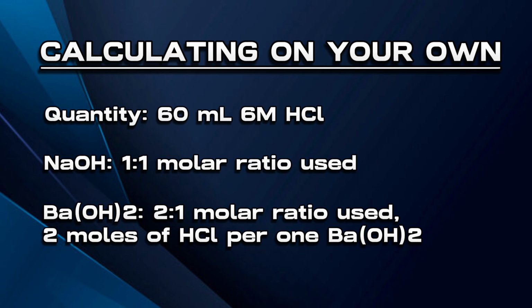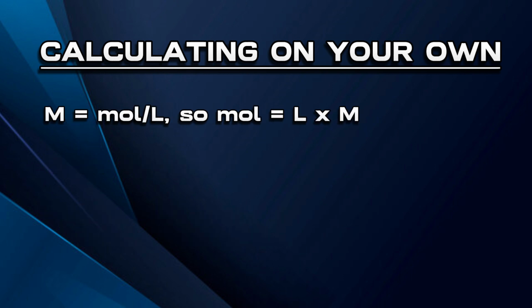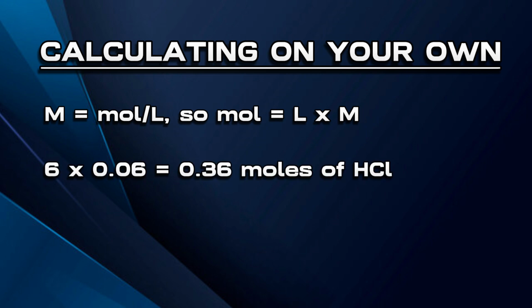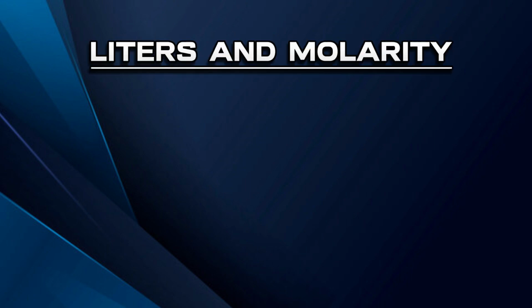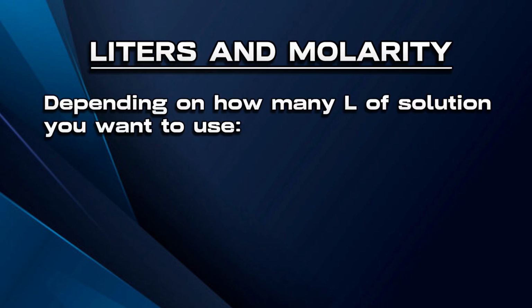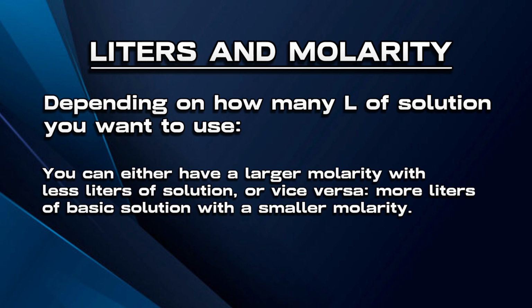Now, to calculate the moles of our HCl on its own, we need to multiply the molarity of our HCl, which is 6, by the liters of the solution, which is 0.06. This leaves us with 0.36 moles. This means we would need 0.36 moles of sodium hydroxide to neutralize the acid, and 0.18 moles of barium hydroxide to neutralize the acid. This means two things. Depending on how many liters of solution you want to use, you can either have a larger molarity with fewer liters of solution, or vice versa, more liters of basic solution with a smaller molarity.